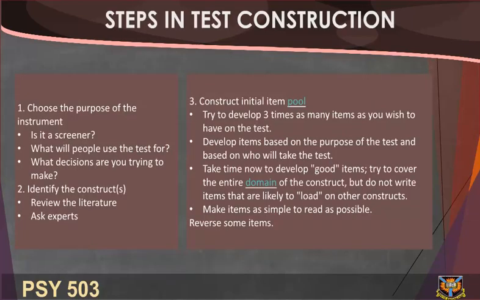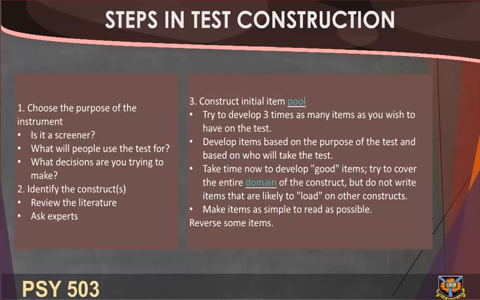Steps in test construction. 1. Choose the purpose of the instrument. Is this a screener? What will people use the test for? What decisions are you trying to make? 2. Identify the construct. Review the literature. Ask experts. 3. Construct initial item pool.